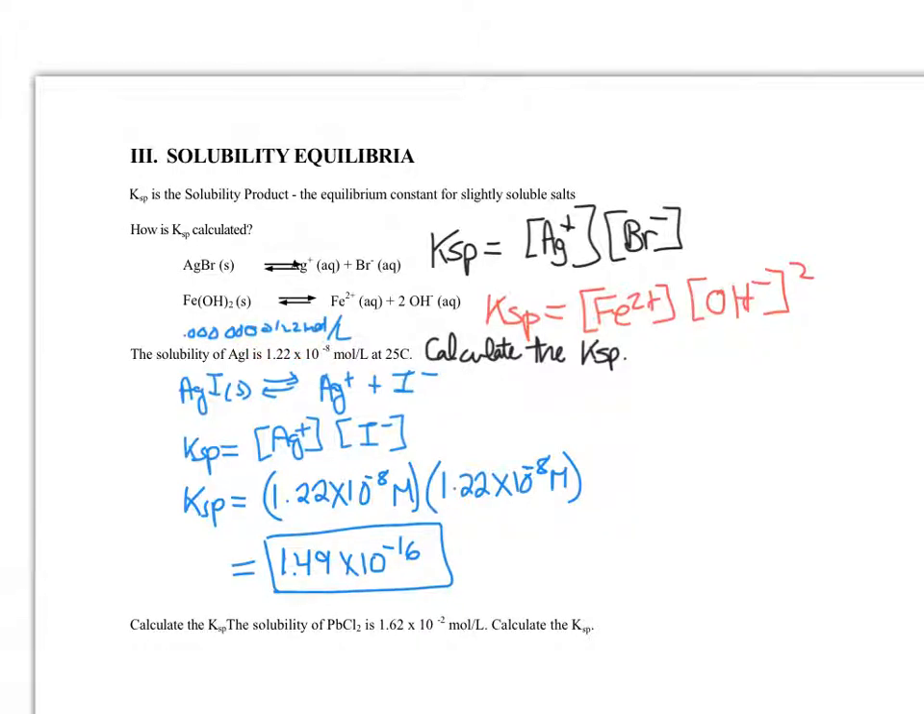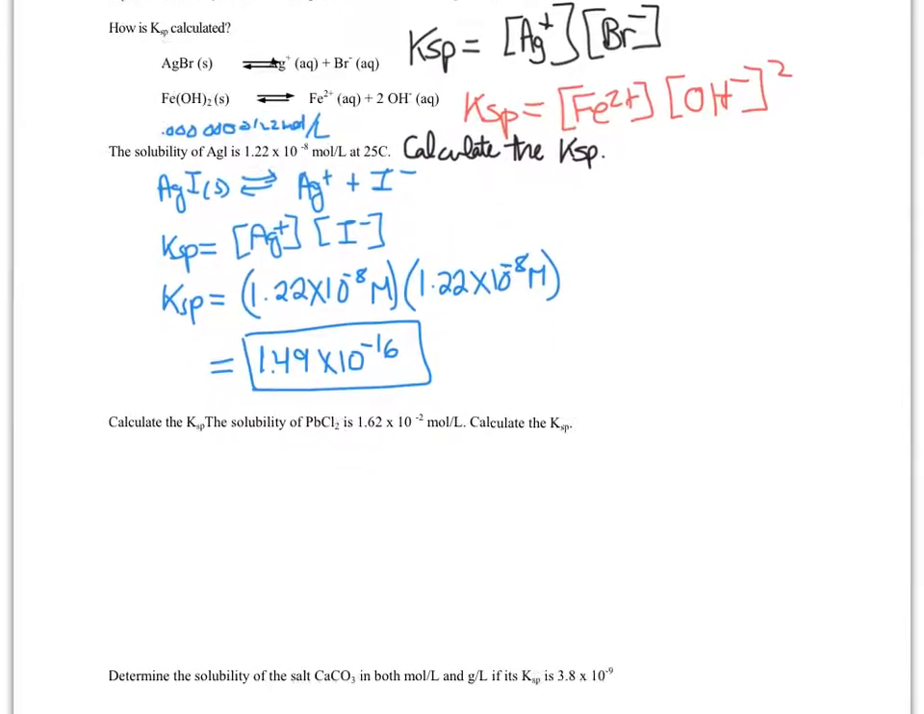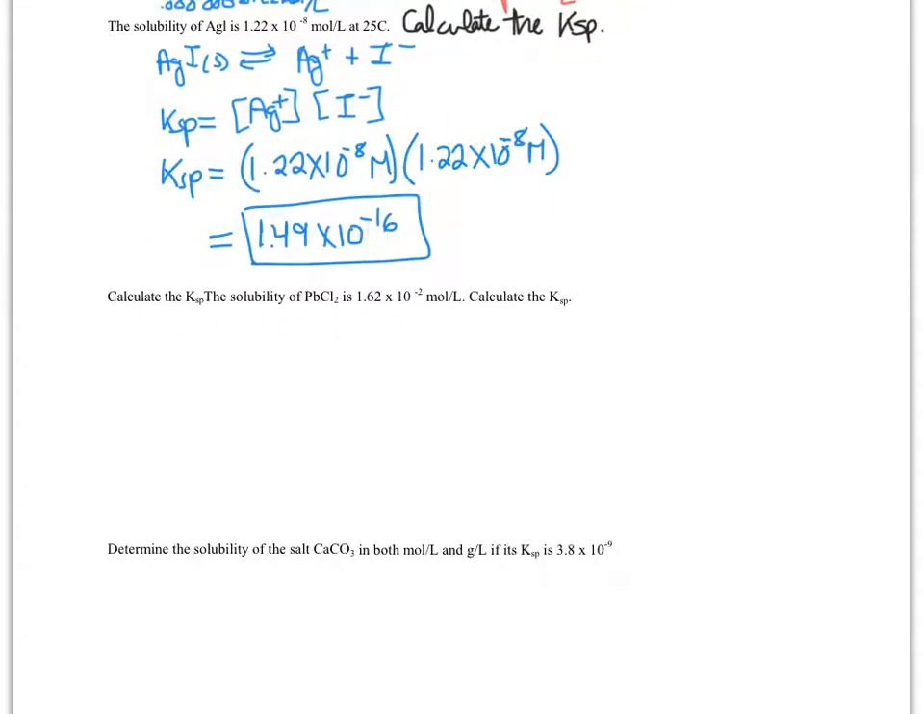Let's try another one. We want to calculate the Ksp for PbCl2 if the solubility of it is 1.62 times 10 to the negative 2nd moles per liter. So, this looks like it's much more concentrated as a saturated solution than the AgI there, so I would expect my Ksp to be a little bit higher.